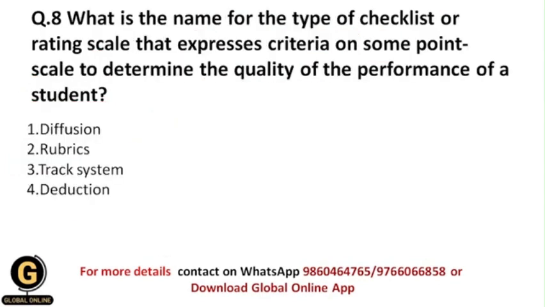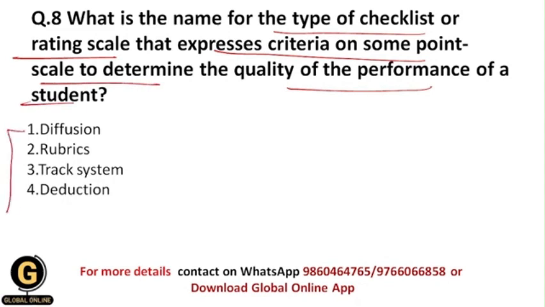Now next is, what is the name for the type of checklist or rating scale that expresses criteria on some point scale to determine the quality of the performance of a student? Okay, so students, here they have given you some names of rating scale. Whether it is diffusion, rubrics, track system or deduction.